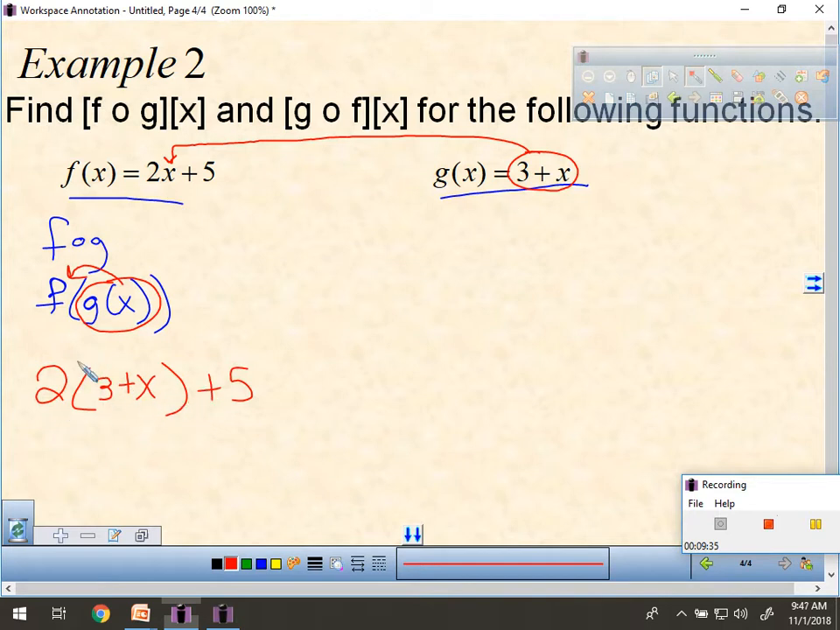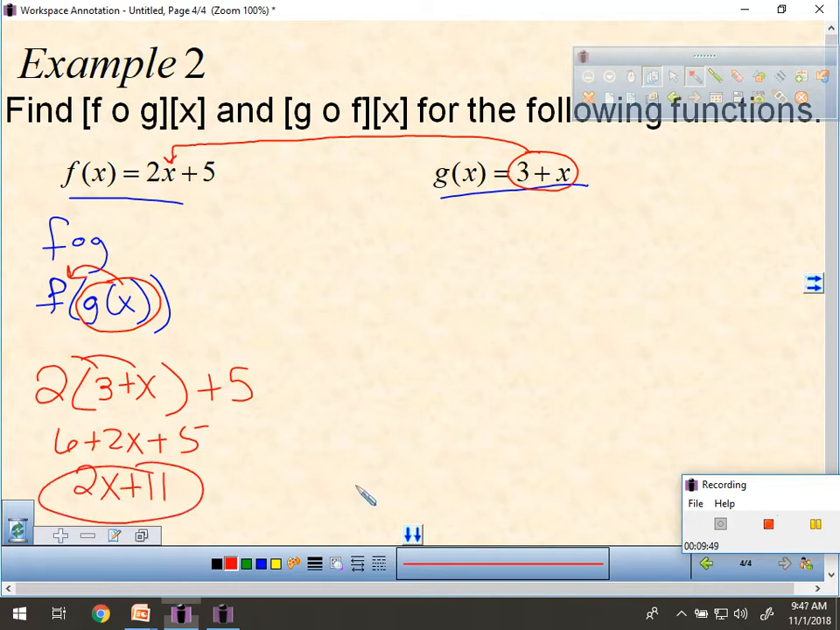Then just do your algebra. Distribute, so you're going to get 6 plus 2x plus 5. Combine your like terms, so I get 2x plus 11. And that's it, guys. That's your answer. That's how you do function composition.